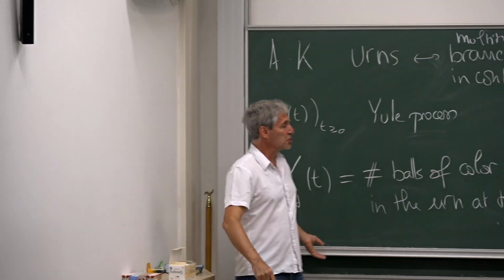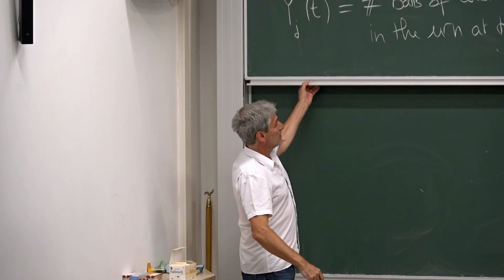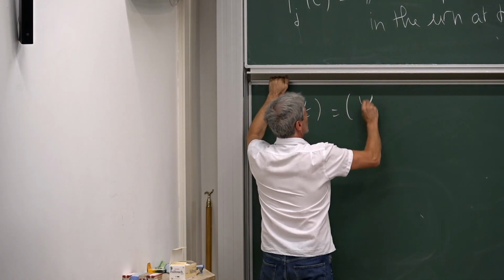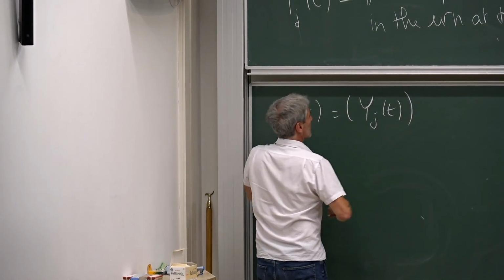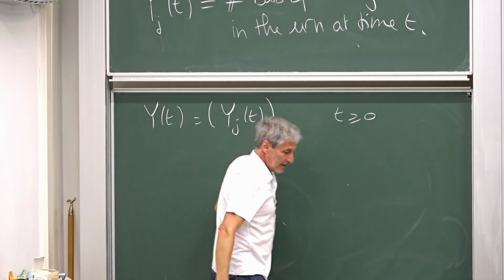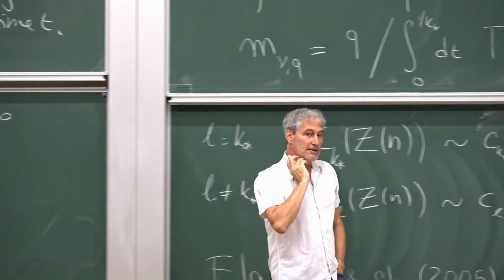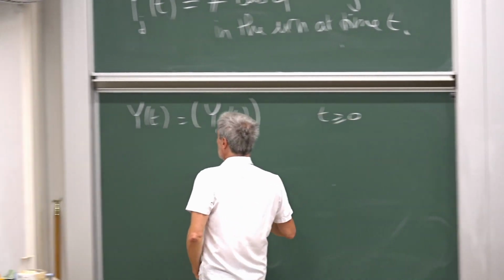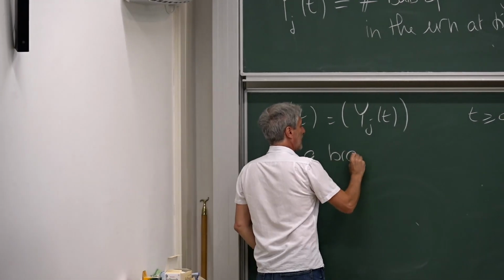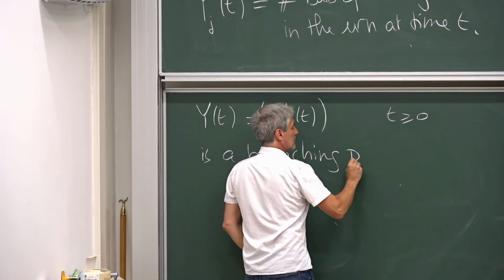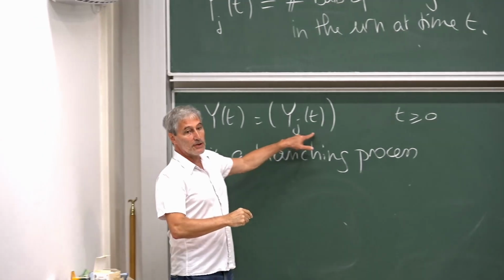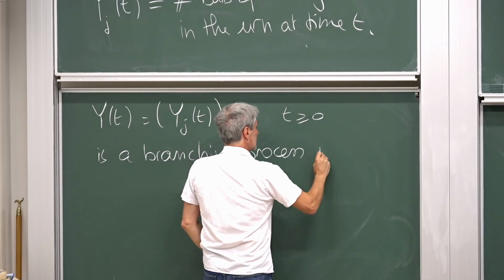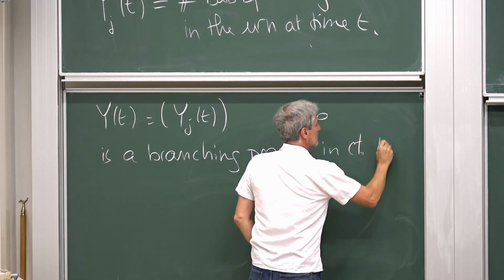So I did this acceleration of time. And it turns out that the process y(t), so that's the collection of the y_j(t), and you do it for all t non-negative, has a very nice structure. Actually, it's a branching process in continuous time. So it's multi-type because the types are the j's, with a possible number of children, a branching process in continuous time.